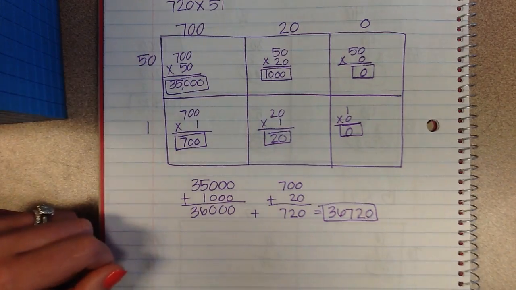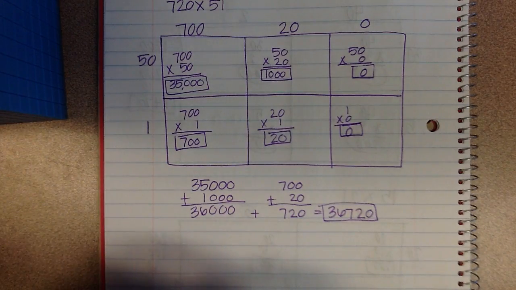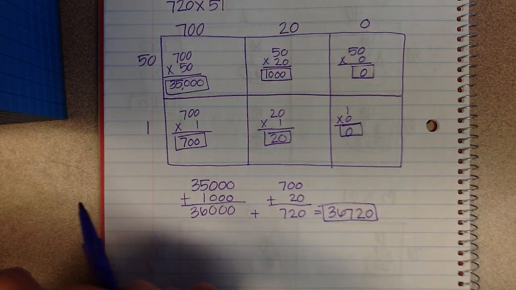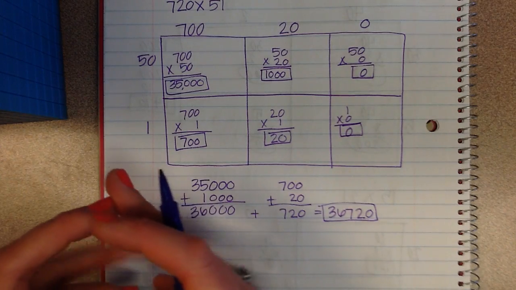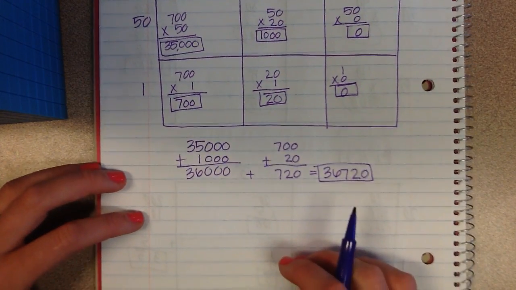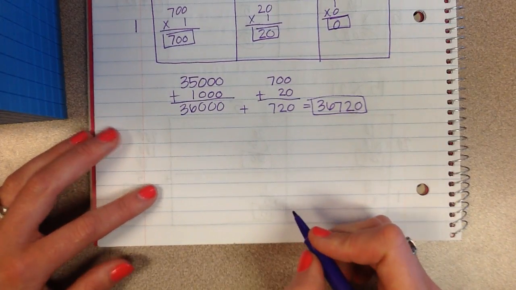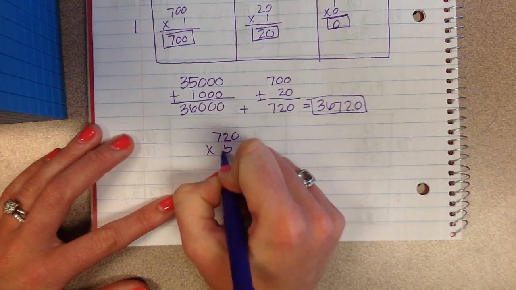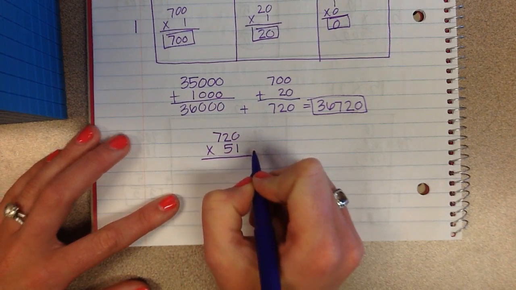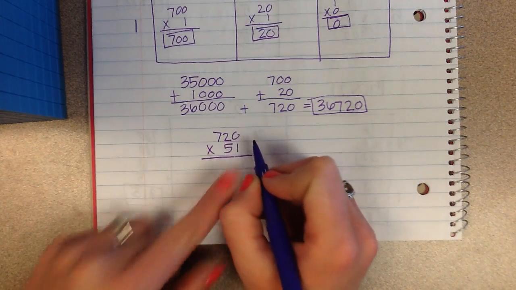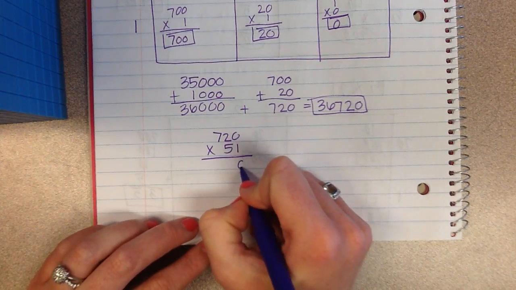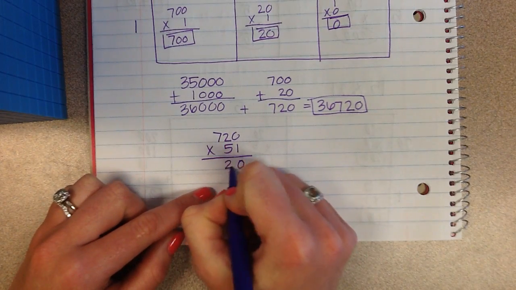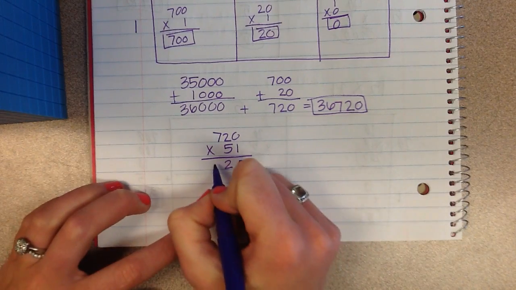Now, I'm sure you're wondering, why did I not add all of them up together at the same time like I did yesterday, make a long line? Well, the point of today's lesson is to show how these connect. So, if we do the old-fashioned way, which your parents know and how I learned, if we do 720 times 51, what is 1 times 0? We know that's going to be 0. 1 times 2 equals 2. And 1 times 7 equals 7.